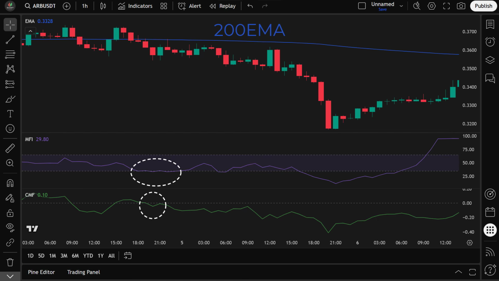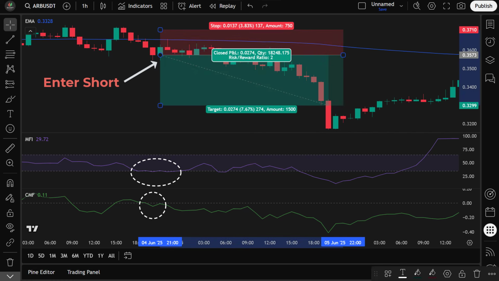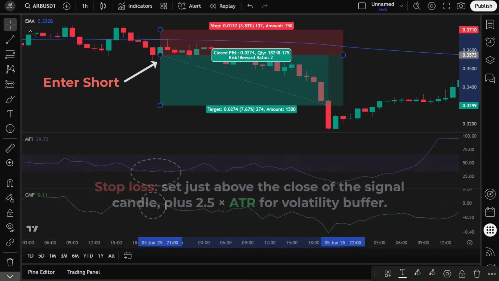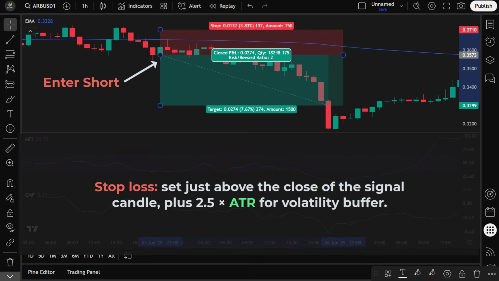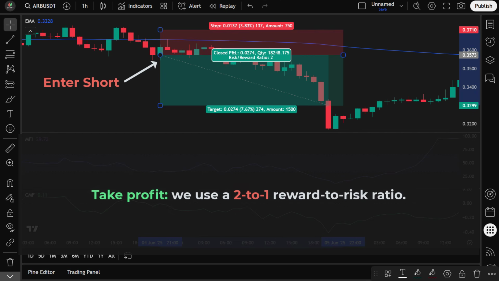Once these conditions are met, we enter the short trade on the next candle. The stop loss is set just above the signal candle's close, plus 2.5 times the average true range to account for normal market fluctuations. For take profit, we use a 2-to-1 reward-to-risk ratio, exiting the trade once the target level is reached to lock in profits.